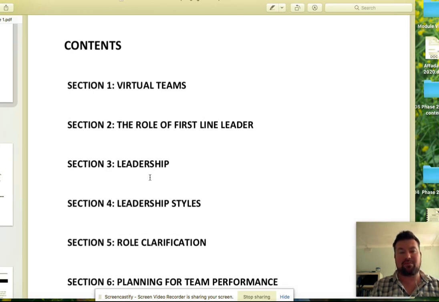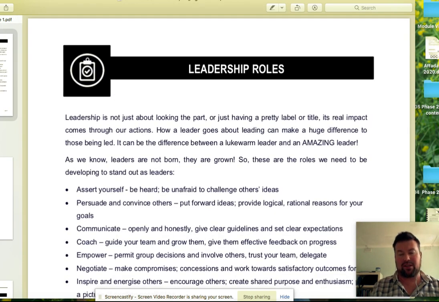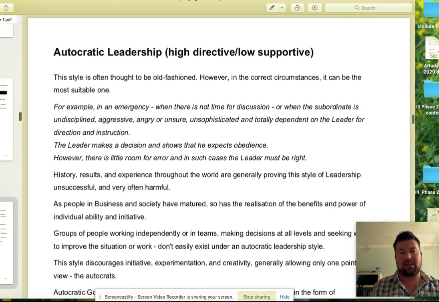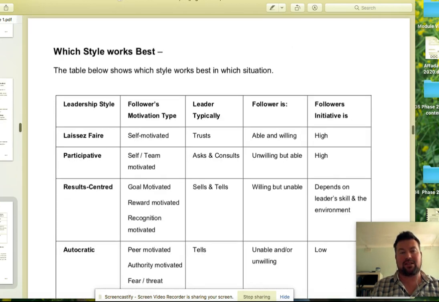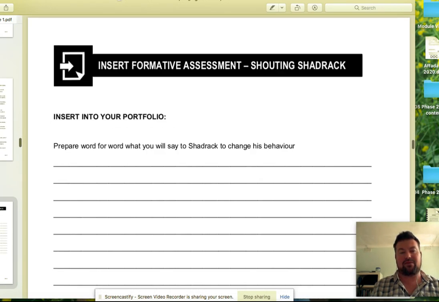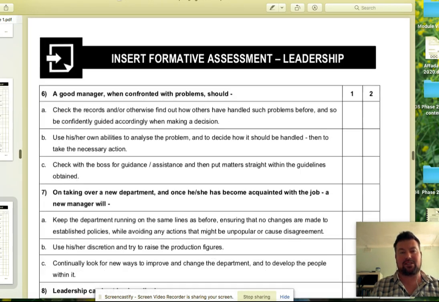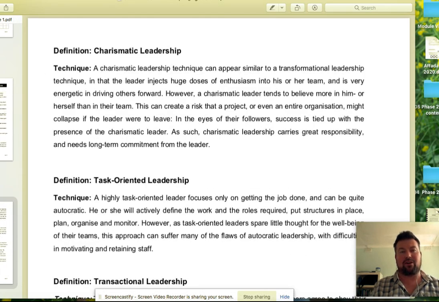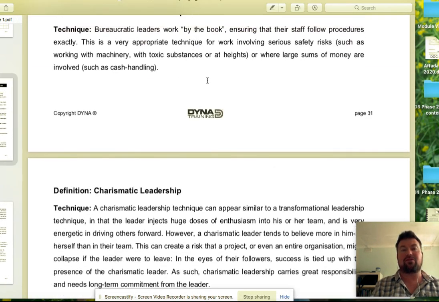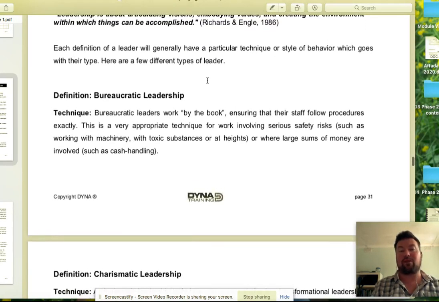Okay, so leadership styles, section number 4, and it's going to talk about different definitions of leadership. So let's see if I can find it. Leadership roles, leadership styles, and definitions of leadership should be the next little section. There we go. Okay, so you have got bureaucratic leaders.